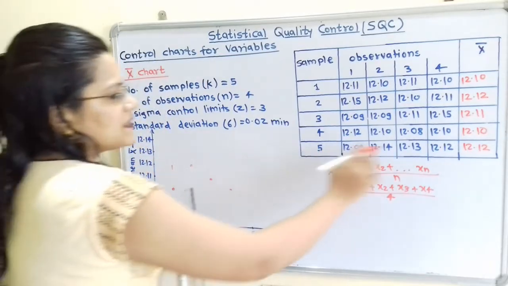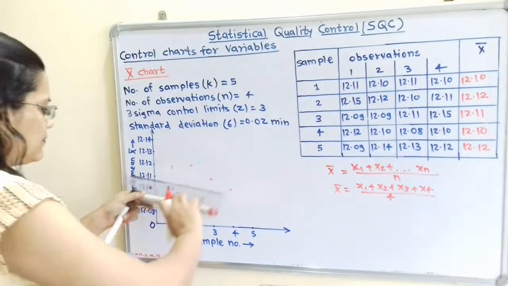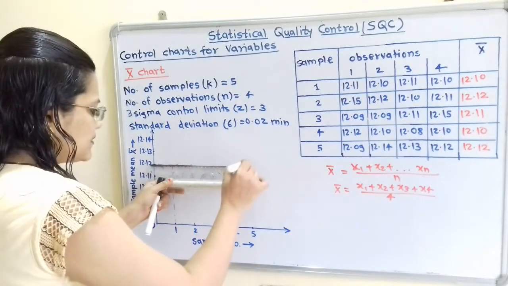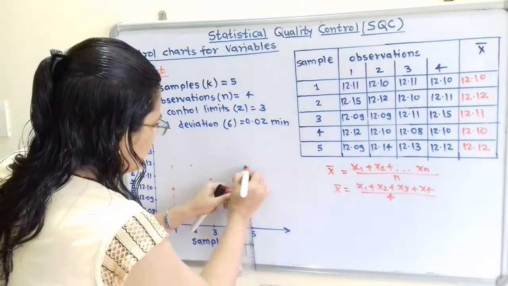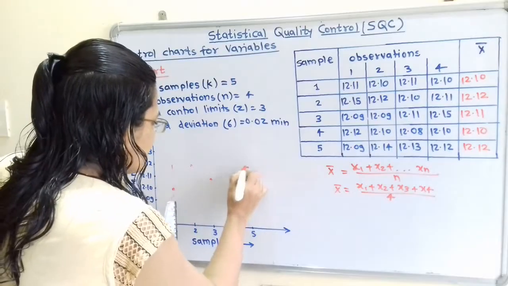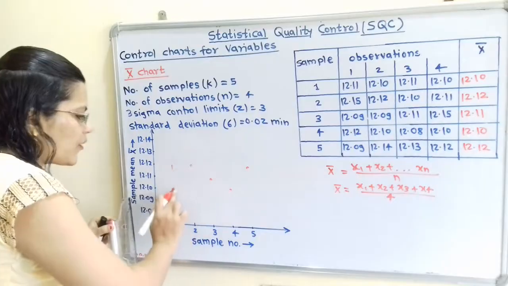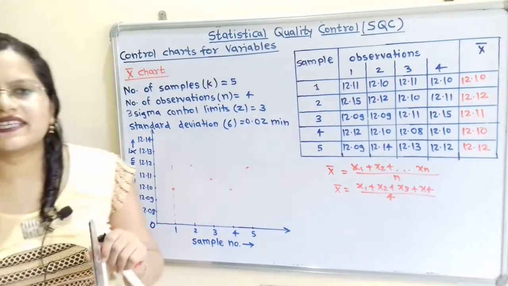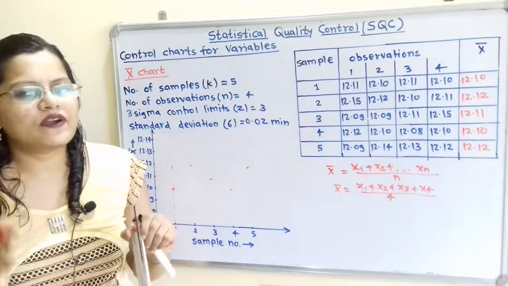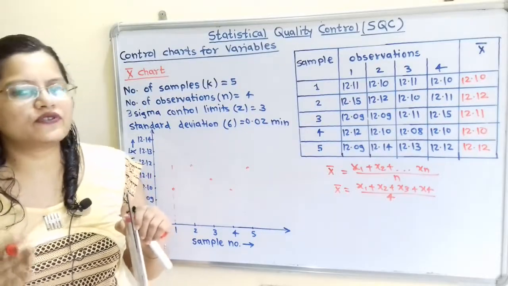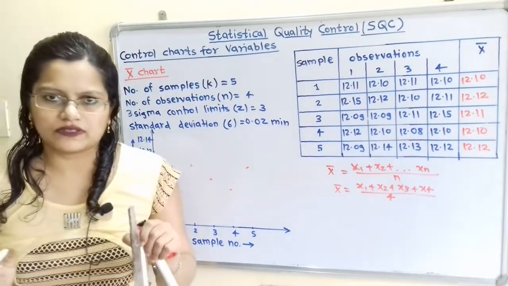Then for the fifth sample, it is 12.12. So here is the fifth sample, then here is the 12.12. So we have to show these points. Now we will decide the center line, upper control limit and lower control limit by using important formulas.